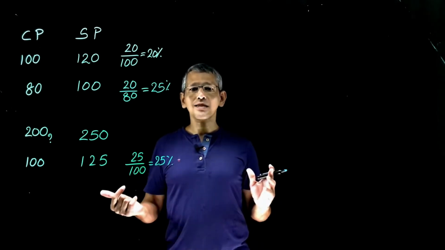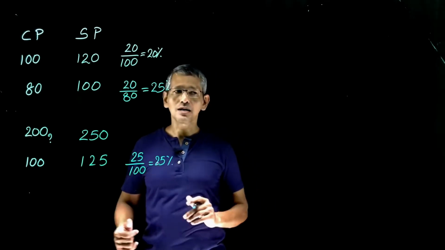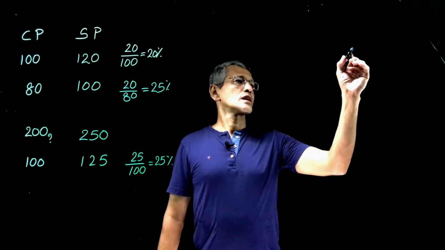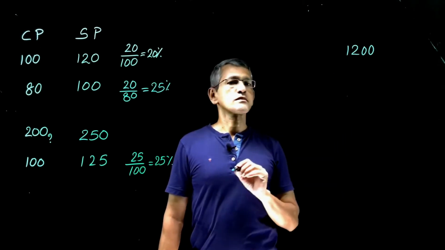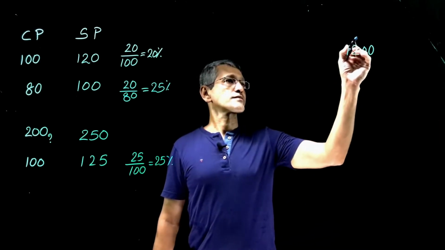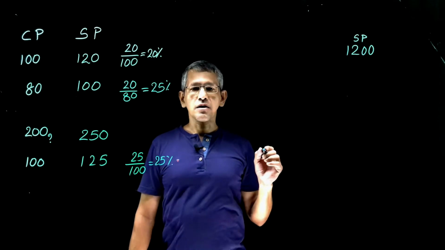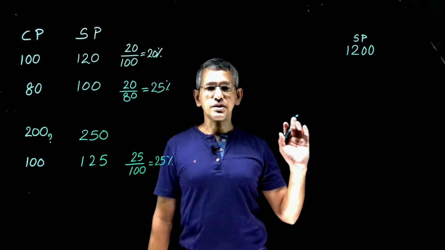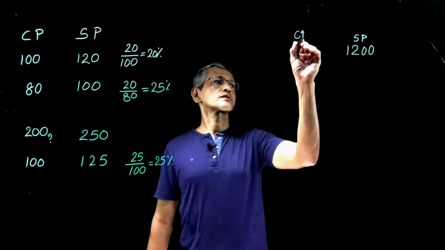Alright, so what are the other types of questions you may have? We'll take a similar type of example. A product is sold for 1,200 rupees. That's the selling price. If the dealer makes a profit of 50% in this deal, what would be the cost price? So we need to calculate the cost price.